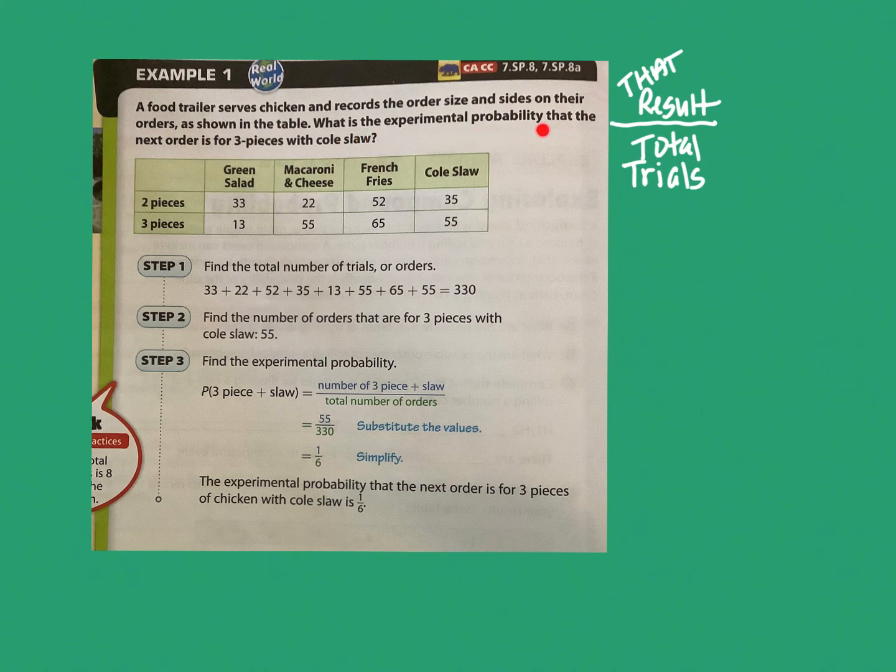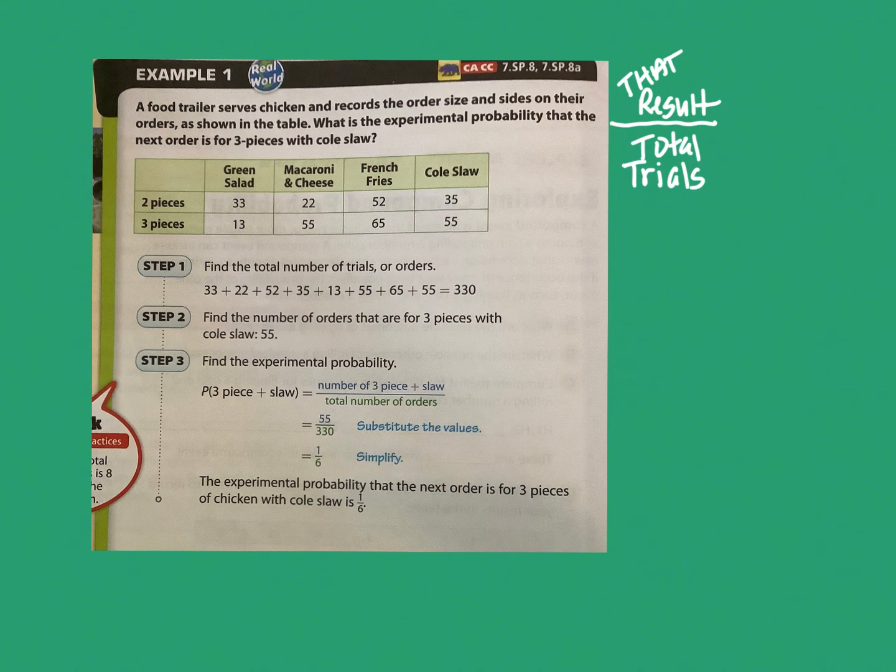What's the experimental probability that the next order is for 3 pieces of coleslaw? So we're looking for some sort of a fractional answer, like there's a 1 in 6 chance or a 1 in 5 chance that that's going to be the next order. Here are all of the previous orders, and they're going to predict based on that what the next order potentially could be.